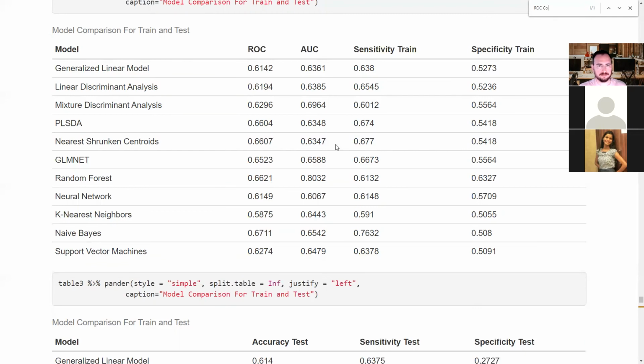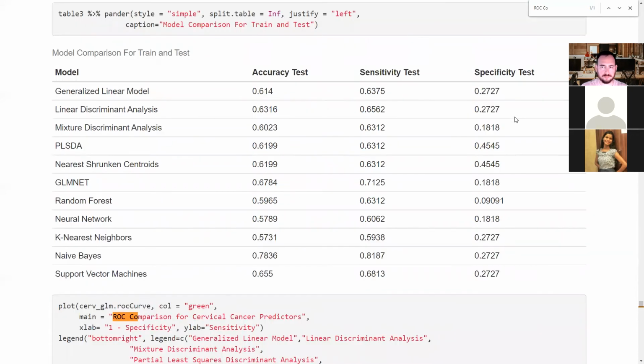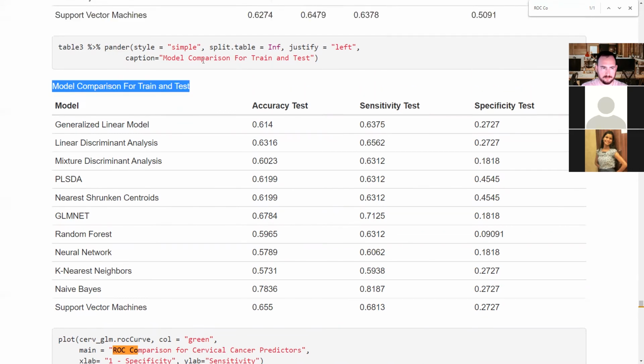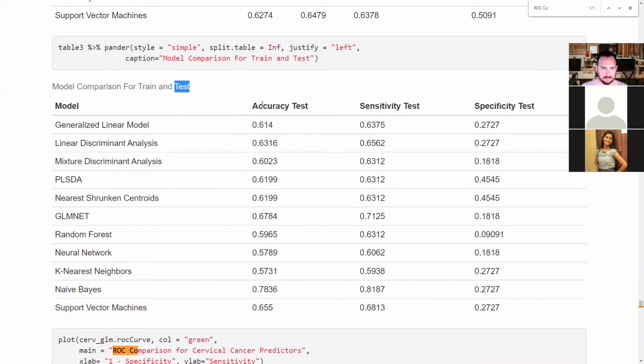We are showing a comparison of all 11 models, like generalized linear model, linear discriminant analysis, mixture discriminant analysis, PLSDA, nearest centroid, GLM net, random forest, neural network, K nearest neighbors, and naive support vector machine, with respect to ROC, AUC, specificity, and sensitivity on the trained data set. Similarly, for the other table, we are showing the same comparison of all 11 models on the test data set using accuracy, sensitivity, and specificity. Now we come to the ROC curve.